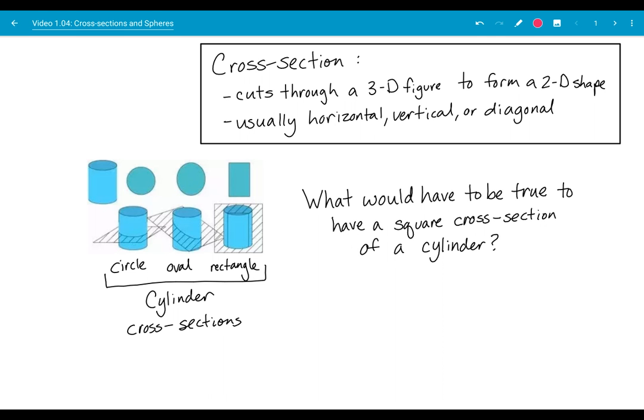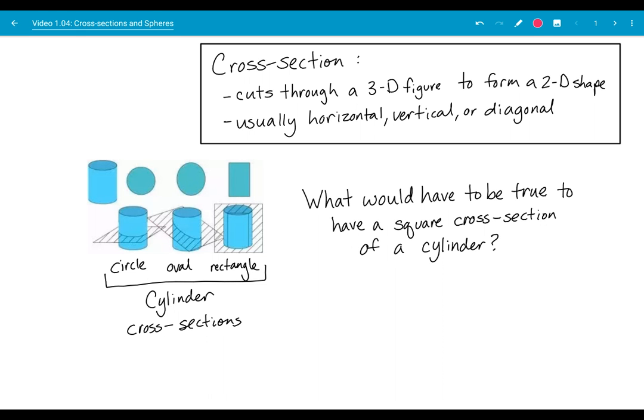And for any given 3D shape, if it's a right cylinder or a right cone or one of those predictable kinds of shapes, we can also predict what types of cross sections are available for that shape. So the first one we're looking at here is a cylinder. The three types of cross sections that we're really going to focus on are a horizontal cross section, that's when we cut across horizontally, vertical cross section, which is when we go straight up and down, or diagonal, just to see what happens.